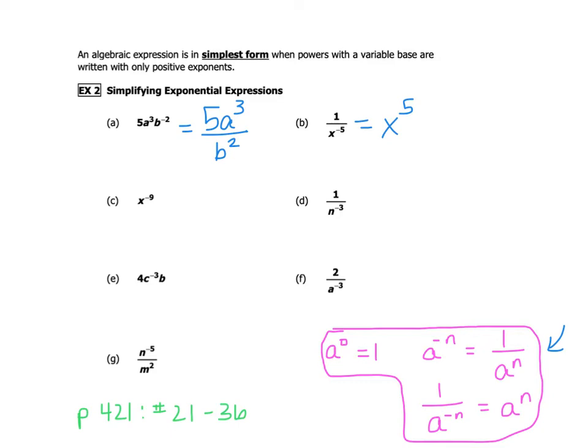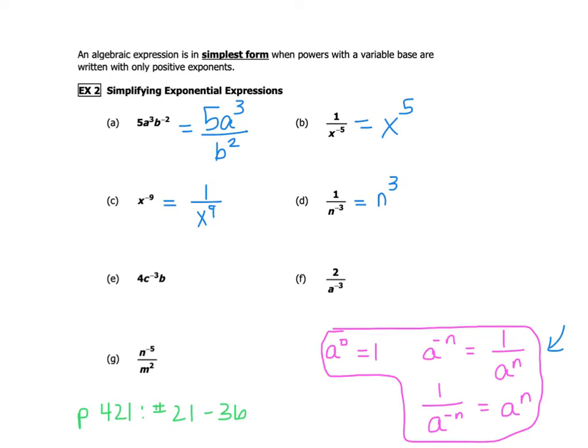Here we go. We've got in example C, x to the negative 9. Move it down below the fraction bar, 1 over x to the 9 power, all using this rule that we have outlined in pink here. If we go to example D, see we have a negative exponent there, move it up above the fraction bar. So this becomes n to the 3rd power. And keep in mind, its coefficient is 1. We don't have to write that. We can if we want, but we don't need to.